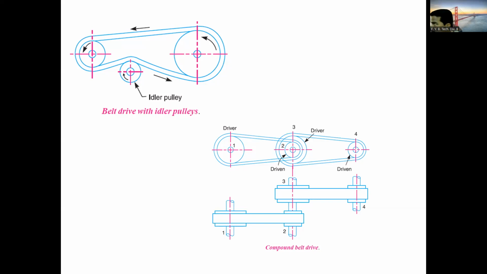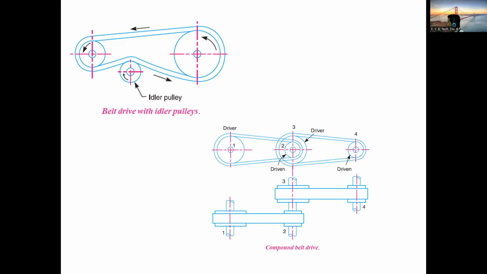Okay, from this arrangement, what you can conclude? When to go for this arrangement, belt drive with idler pulley? When to go for? If you want to transmit a large amount of power, but the distance between the two shafts is larger and there is more slack in the belt and we want to increase the tension in the belt, we prefer this arrangement as a belt drive with an idler pulley.